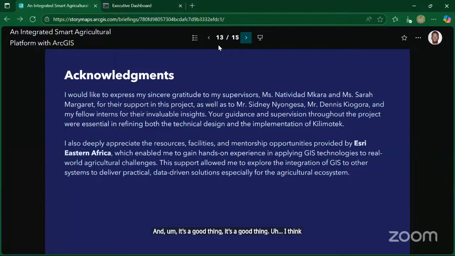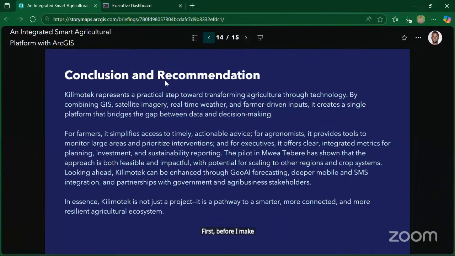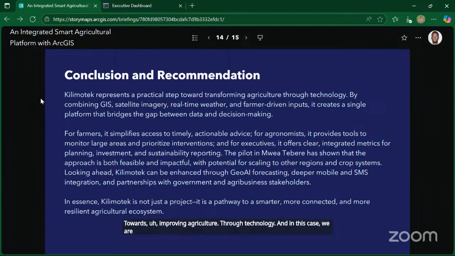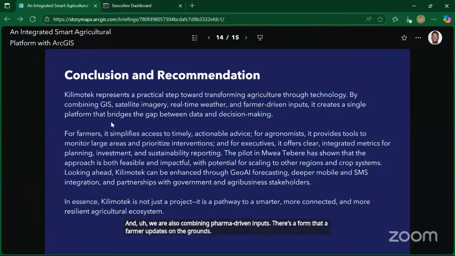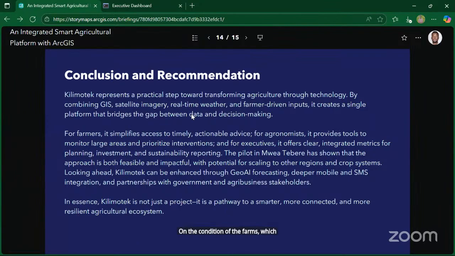I think I want to conclude first before I make acknowledgements. Now, Kilimotech represents a practical step towards improving agriculture through technology. In this case, we are combining several data: GIS data, satellite imagery, real-time weather, and farmer-driven inputs. There's a form that a farmer updates on the ground on the conditions of the farms, which actually helps us to do ground truthing of the insights that we're getting from the satellite imagery.